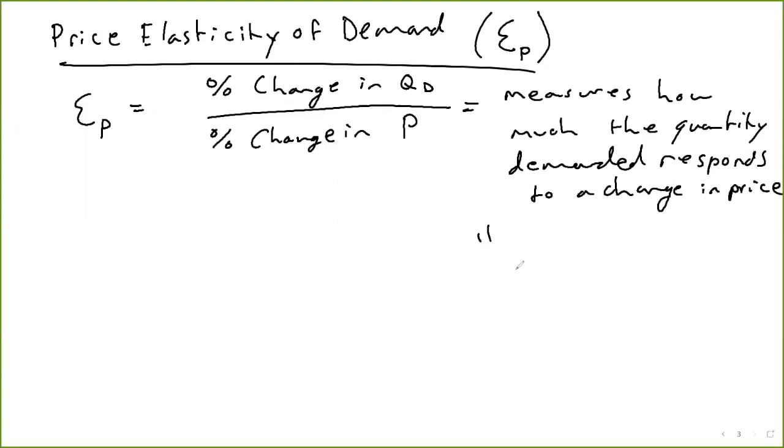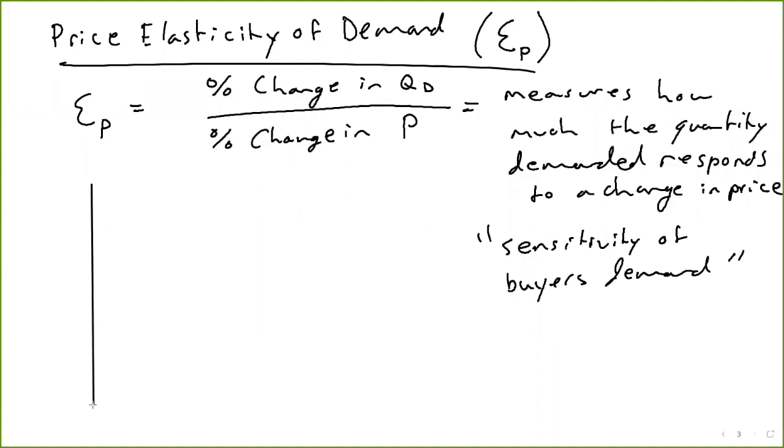Intuitively, you can think of this as just the sensitivity of buyers' demand, right? So when the price changes, how sensitive are buyers to that price change? If they're really sensitive, demand is going to change a lot. If they're not very sensitive, the quantity demanded will not change much. So let's do an example.